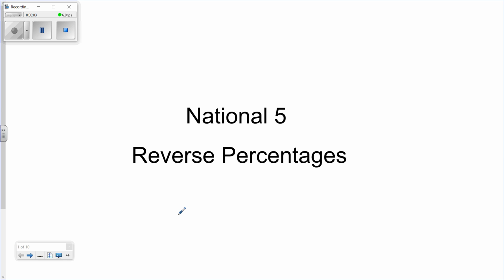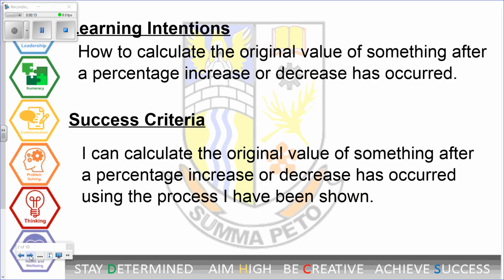This video looks at National 5 reverse percentages. So the learning intentions are how to calculate the original value of something after a percentage increase or decrease has occurred. So we will be successful if we can calculate that original value of something using the process you have been shown.